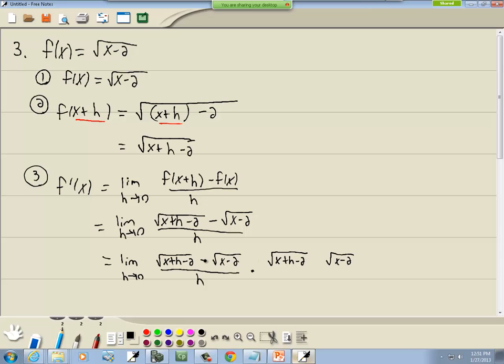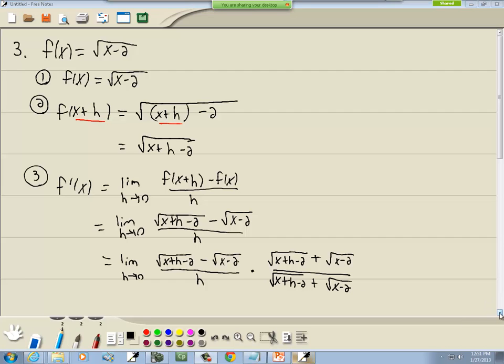So those are the same. This has a negative in the middle, so this will be a positive. And you'll multiply the bottom by that too. So square root of x plus h minus 2 plus square root of x minus 2.